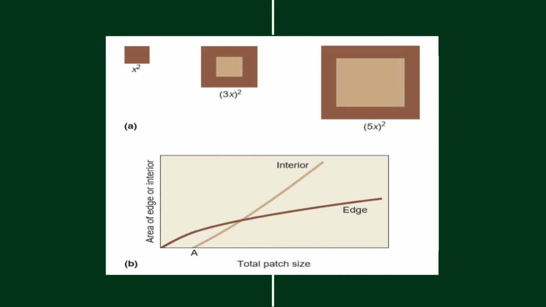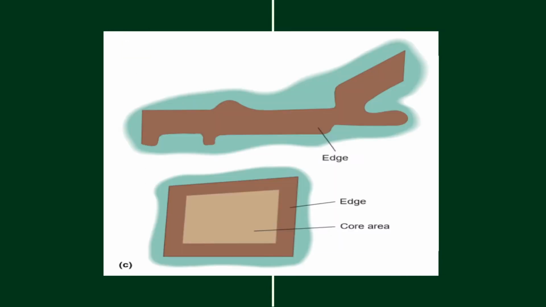Figure B shows a general relationship between patch size and area of edge and interior. Below point A, the habitat is all edge. As size increases, interior area increases and the ratio of edge to interior decreases. Figure C shows the relationship of size to edge, which holds for a square or circular habitat patch.